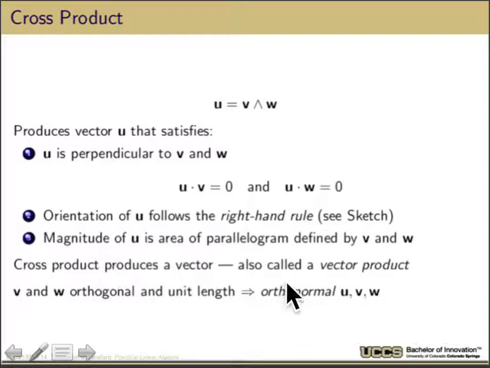Because the cross product produces a vector, you'll also see it at times called a vector product. It has multiple names depending on what spaces you're working in. If V and W are orthogonal and of unit length, then that will produce an orthonormal U, V, and W. So if V and W are orthogonal, so their dot product is 0, and they're of unit length, then the result of the cross product will be a third vector that is orthonormal, meaning it has unit length and is orthogonal to both of the other two.